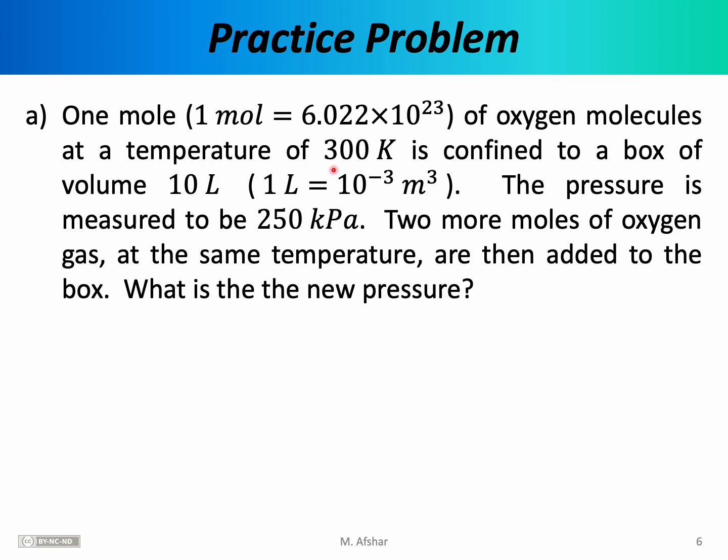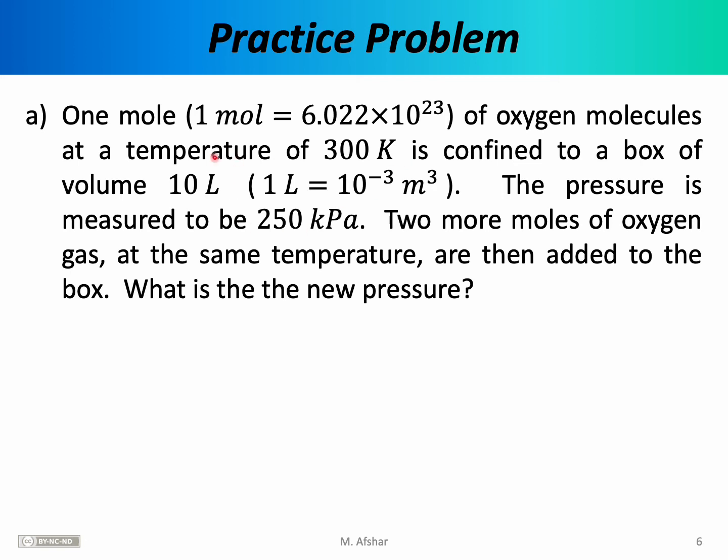The temperature of the gas is 300 Kelvin. The Kelvin is the SI unit of temperature. We'll be talking about temperature in future lectures a lot more, but for now, know that the Kelvin is the SI unit which we prefer to use for temperature.